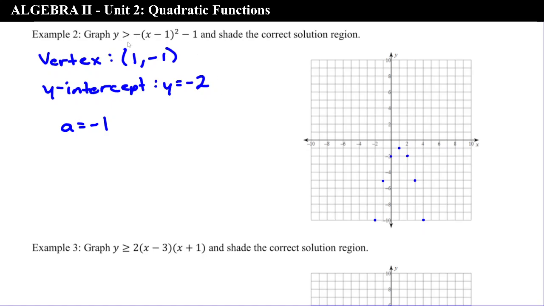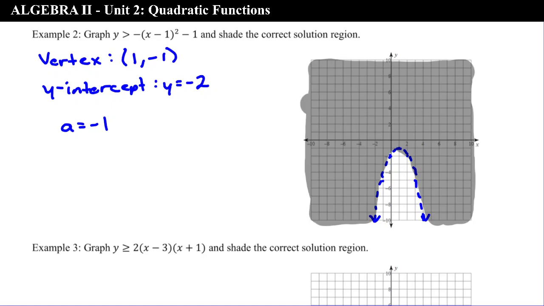So now we don't have an equal to portion, so we know it's going to be dashed. So we can draw a dashed line for our parabola. And then the last part is our shading. Since it's greater than, we're going to shade everything that's above the parabola. And so this is what it will look like when you shade the area above the parabola.